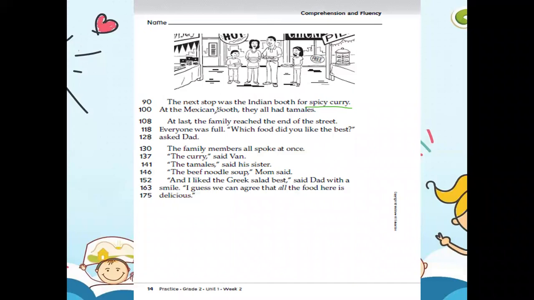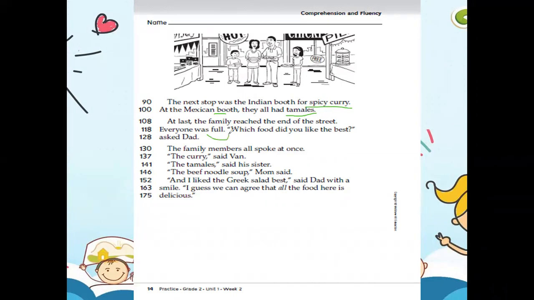At the Mexican booth, they all had tamales. At last, in the beginning they ate salad, then noodle soup, then spicy curry, then tamales. Tamales are a Mexican dish. At last, the family reached the end of the street.